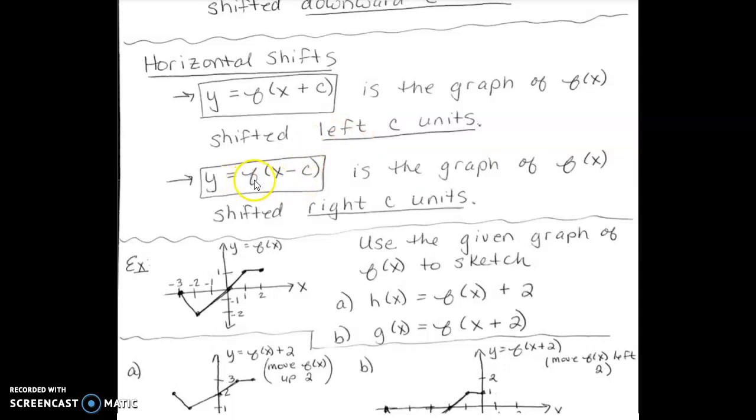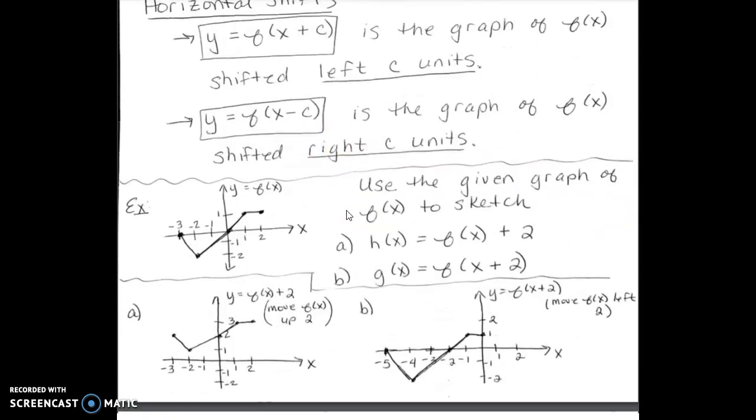Likewise, y equals f of x minus c, subtracting on the inside, will take the graph of f of x and shift it horizontally to the right c units. So you're just going to have to memorize that adding or subtracting on the inside is a horizontal shift, in the opposite direction of the sign.